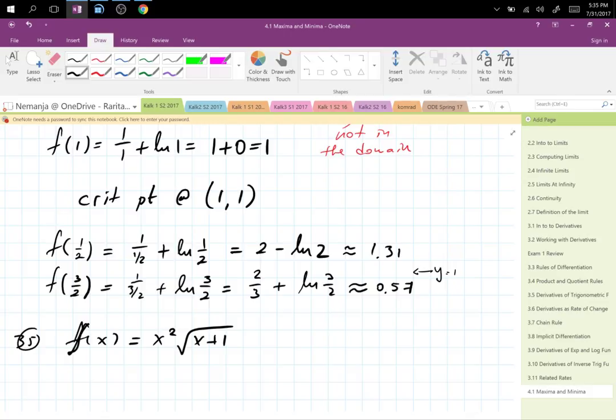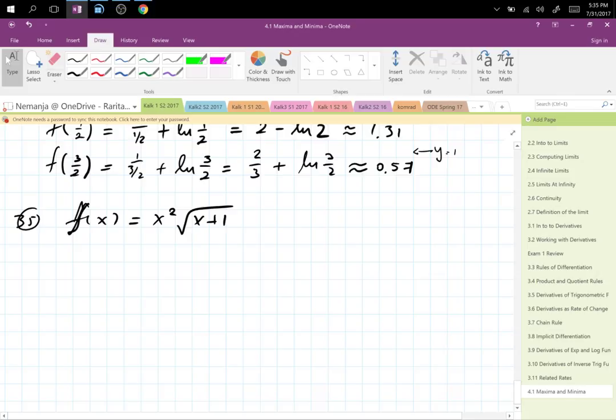What are we doing here? What's the main rule? Product rule. What was the chain rule inside of them? Yes.